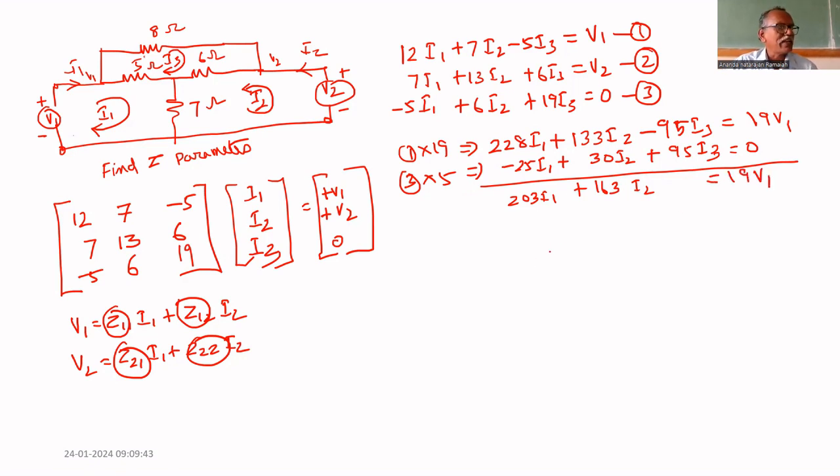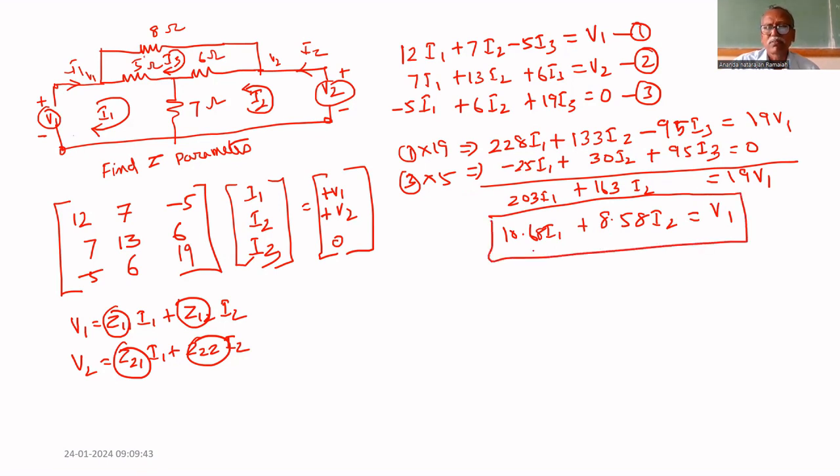Divide the entire equation by 19, and you will get 10.68 I1 plus 8.58 I2 equal to V1. So you got Z11 and Z12. This is Z11 and this is Z12. That's all. 10.68 is Z11, 8.58 is Z12.